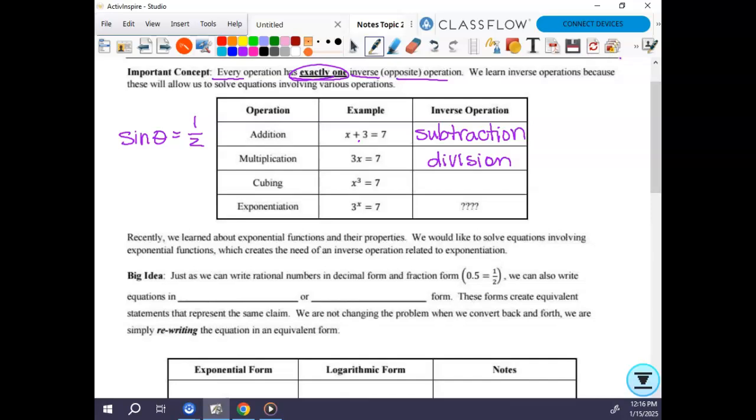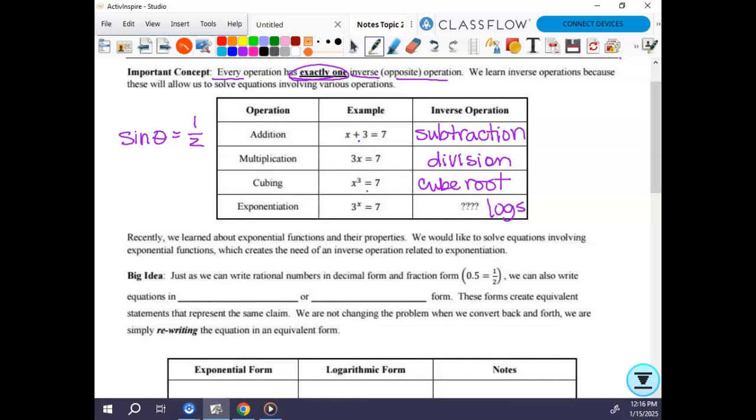All right, so then cubing. If I have x cubed equals 7, how do I undo that? Cube root, okay? So then if I have exponentiation, which is a fancy form of the word exponential, so that x is up there in the exponent, I can't divide by 3 to get x out of there, right? I can't take the xth root because I wouldn't know what that is. So how do you undo exponentials? Logs, exactly. And that's why we're doing logs, okay?